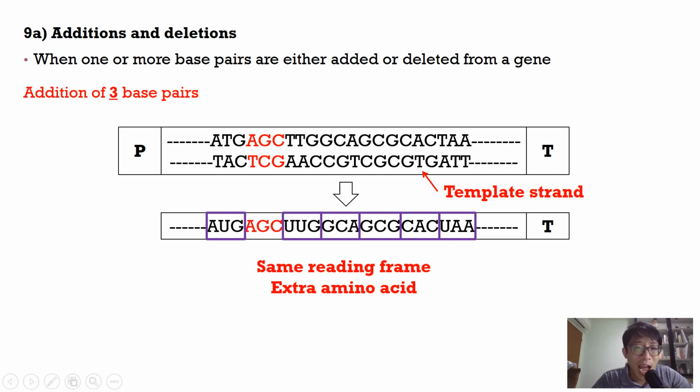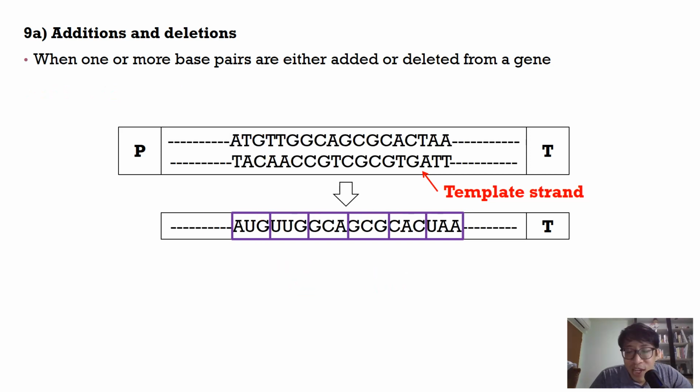So there would be an addition of an extra amino acid, but the reading frame is the same. It does not affect the rest of the codons, right? So you have the same amino acid sequence with the addition of 1 more amino acid. So that is the result of an addition of 3 base pairs. If you think about deletion, then a deletion of 3 base pairs would result in a deletion of a codon, and therefore 1 less amino acid, right? Unless you delete the start codon.